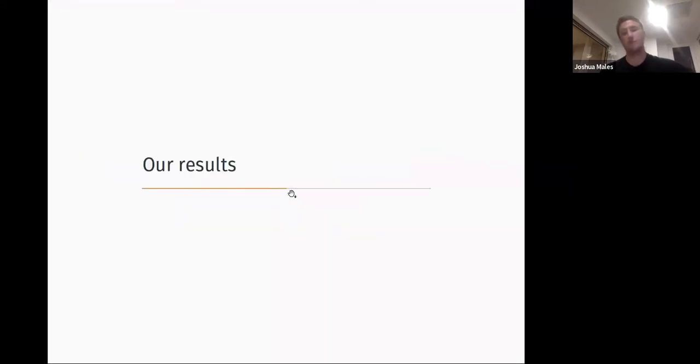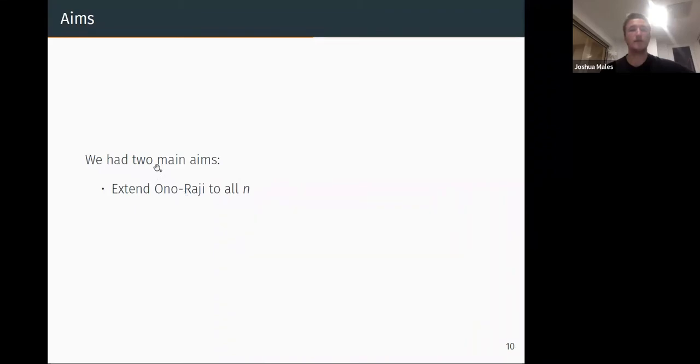Okay, so what did we show? Like I said, we had 2 main aims. So first, extend Ono-Raji to all n. So it doesn't have to be positive or odd. It doesn't have to be not 5 mod 7. And also, I want to provide some explanation for this curious identity. So on the one hand, the first one, Ono-Sze, was proved with combinatorial structures, and there's a lot of structure behind that. Ono-Raji, like I said, was only proved with generating functions and modular forms. So we want some more explanation for this identity.